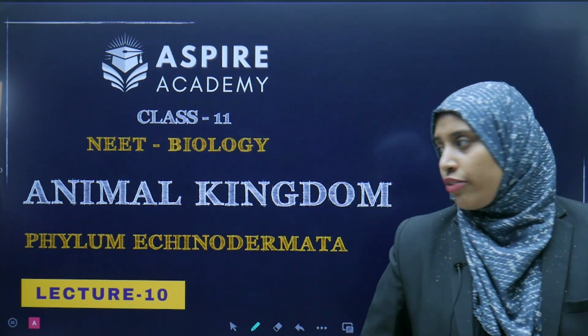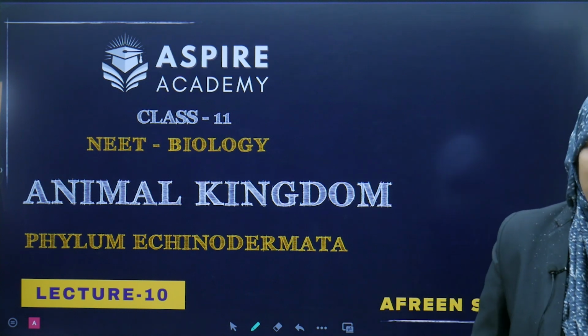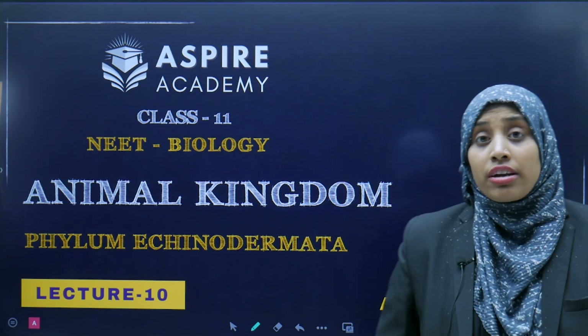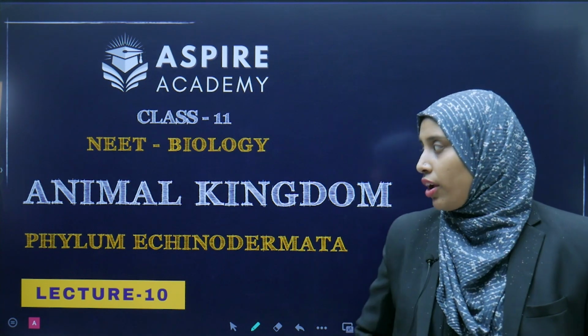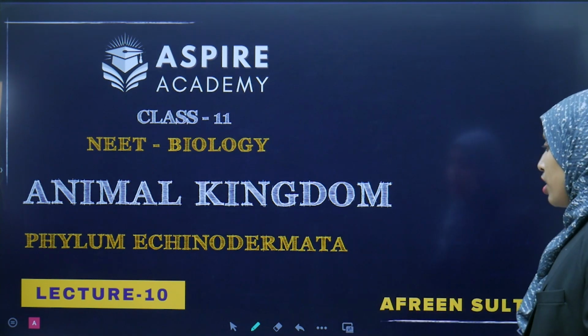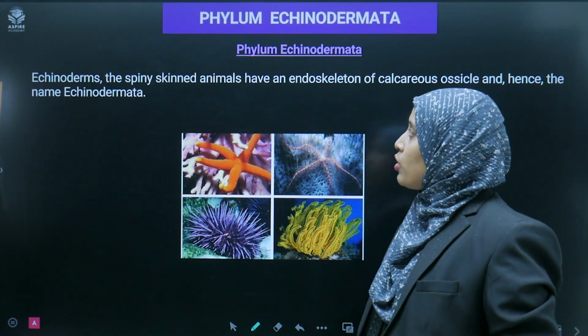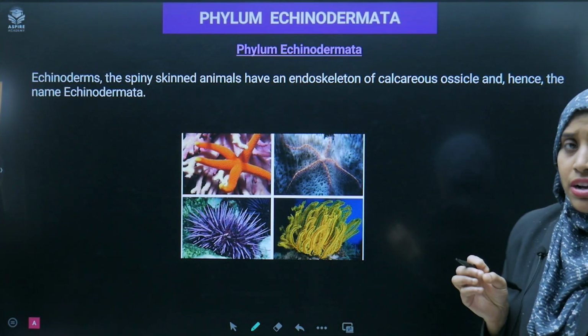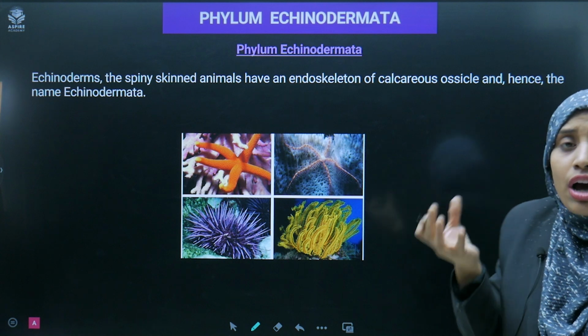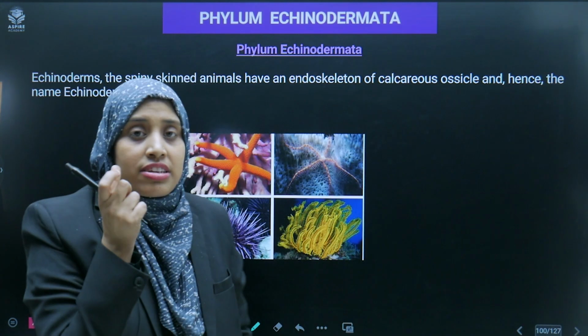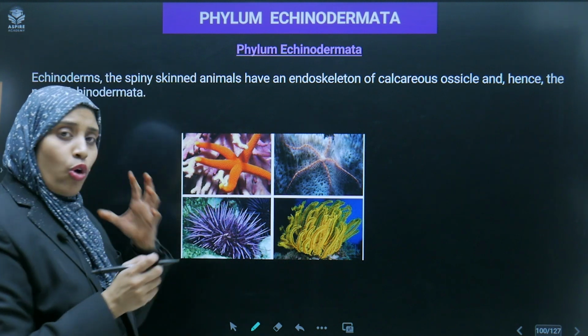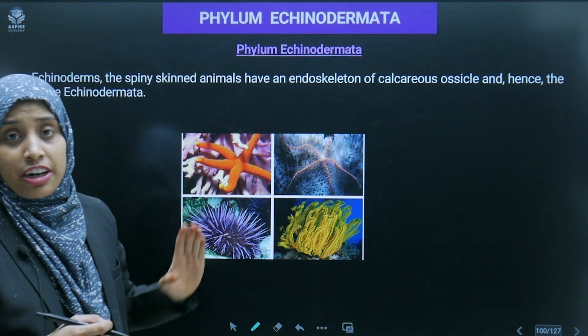Today we are going to deal with the phylum Echinodermata. This is our 10th lecture on this topic, the animal kingdom. So let's see what echinoderms are. Echinodermata. What are echinoderms? They are spiny skinned. Their skin is very spiny, and these organisms belong to the animal kingdom.